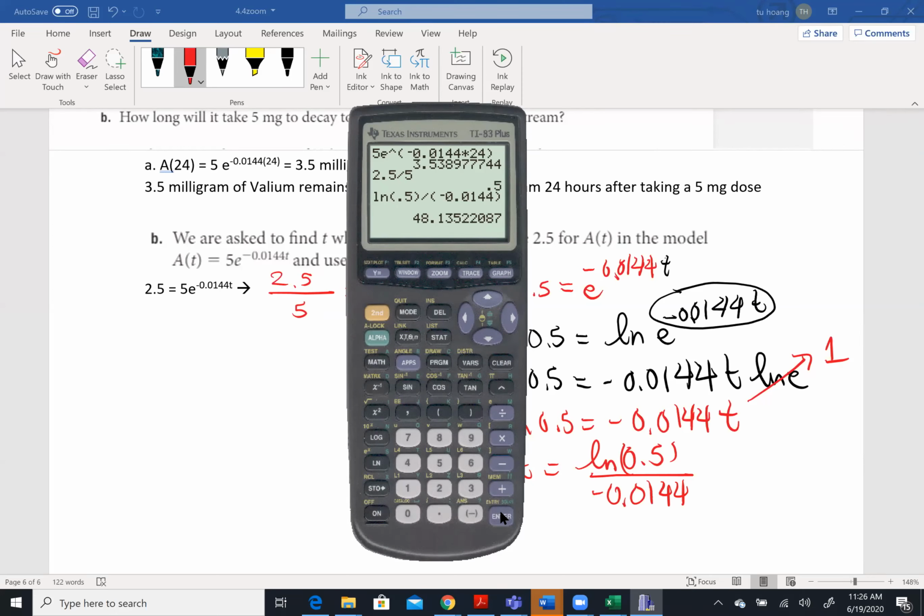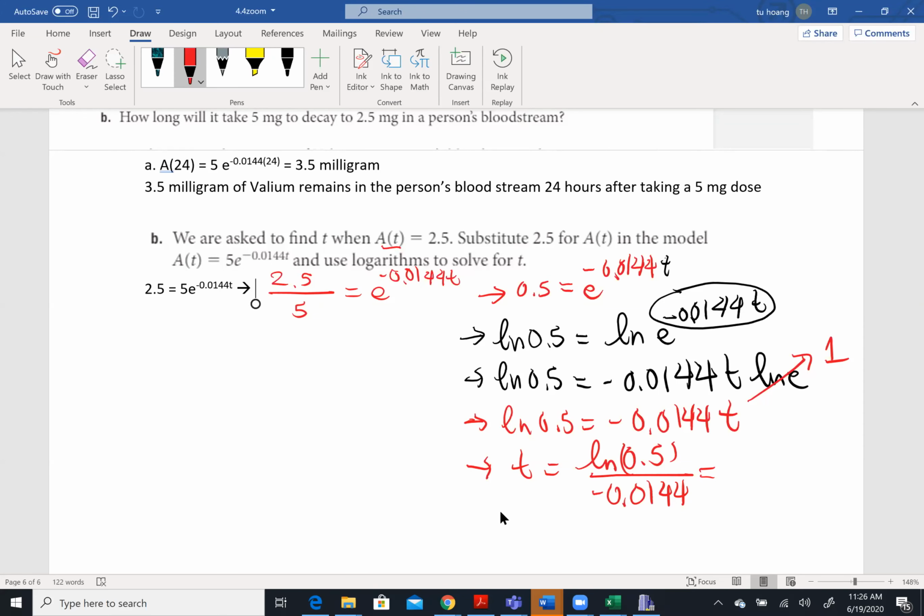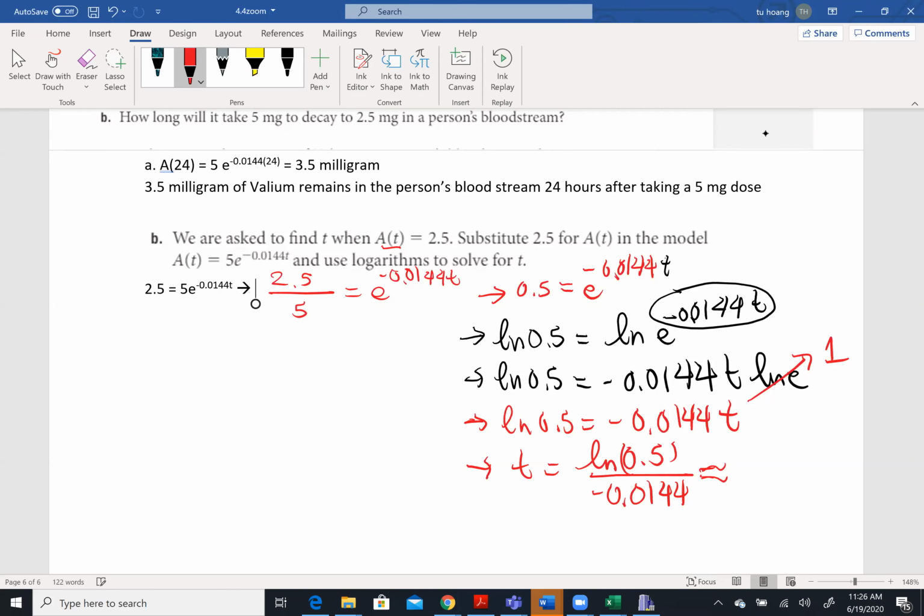You're going to have 48.1, or I can say 48 hours. Let's see if they want us to round anything. They didn't ask to write anything, so I can just say approximately 48 hours, to get 5 milligram to be decayed to 2.5 milligram in the person's bloodstream.